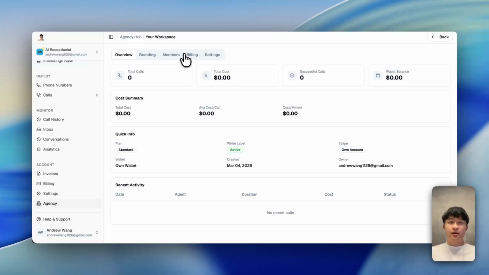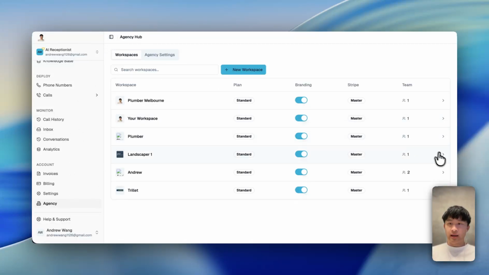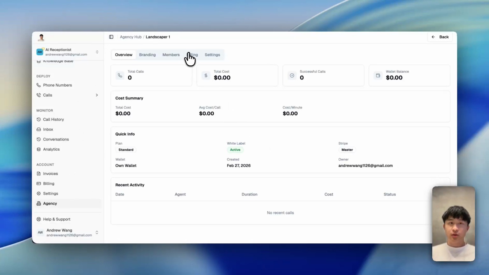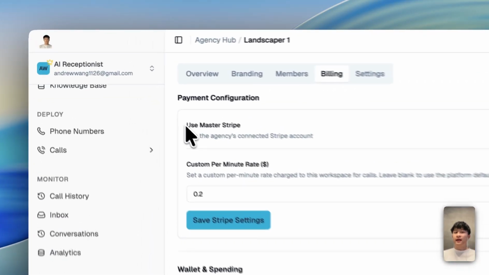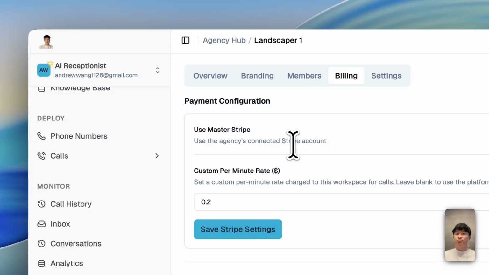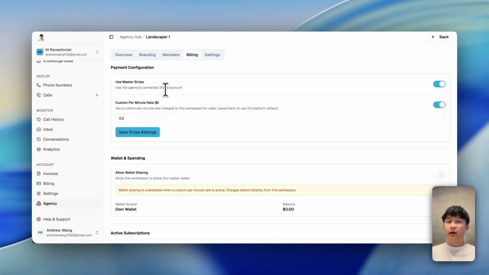So if I go into here and I go to a sub-account, let's say, go back here, let's go to Landscaper, go into the sub-account billing. There is payment configuration and then wallet spending. So I guess the way to think about how payment configuration works is that you can actually get your sub-accounts to bill directly to your master Stripe account. And that way you can also set a custom minute rate too.